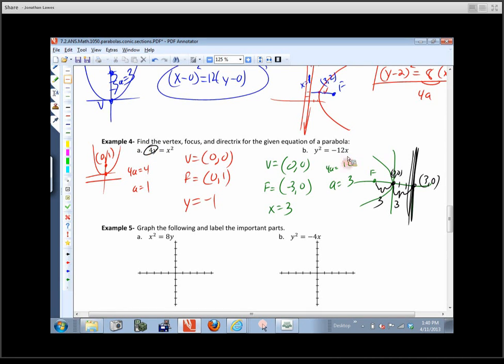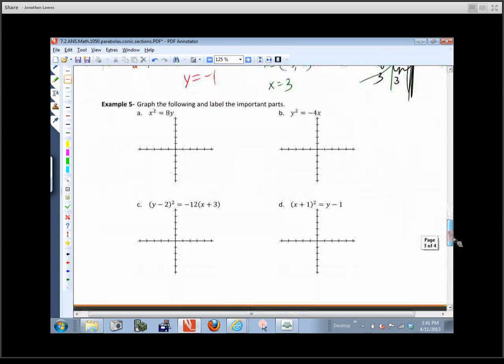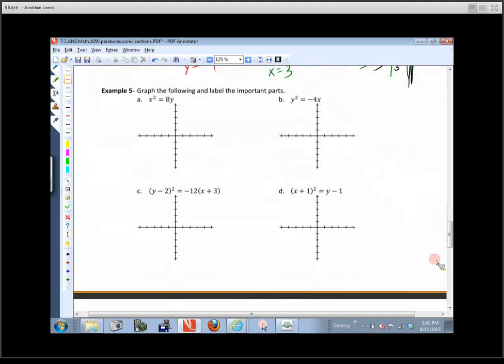How long is the latus rectum on this one? 12. How far do you go in each direction? 6. You with me there? Okay, so let's... Why do they call it that? Why can't they have a better name for it? Because they knew you'd ask.